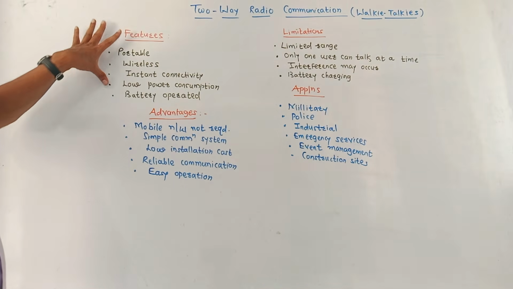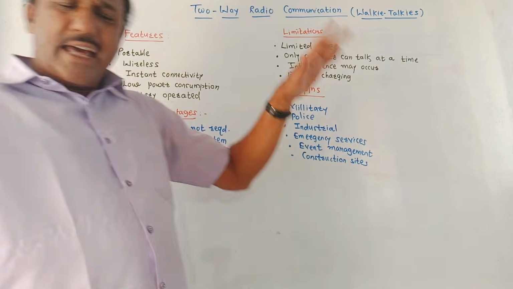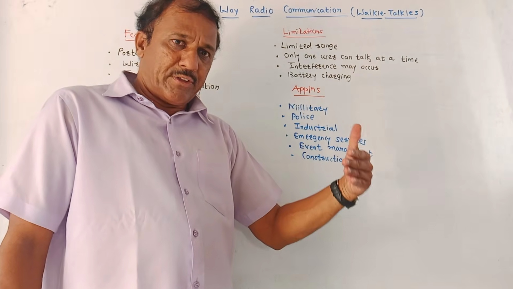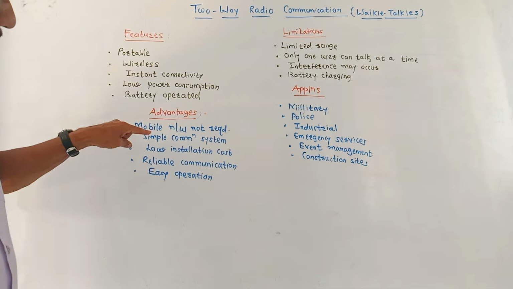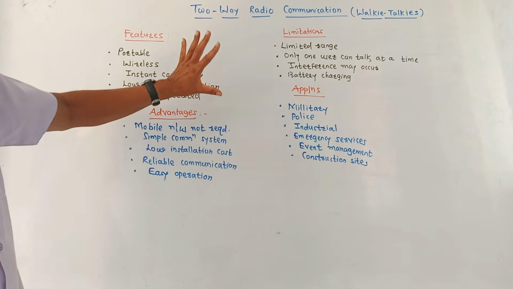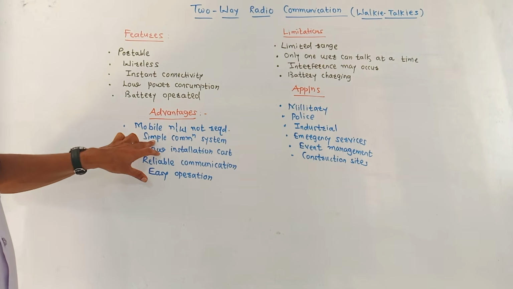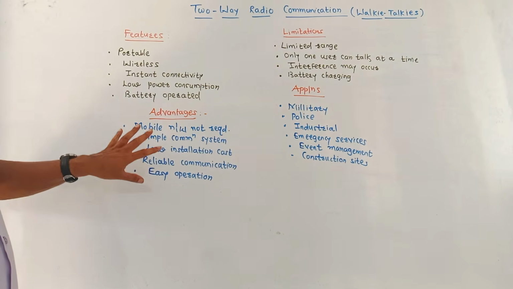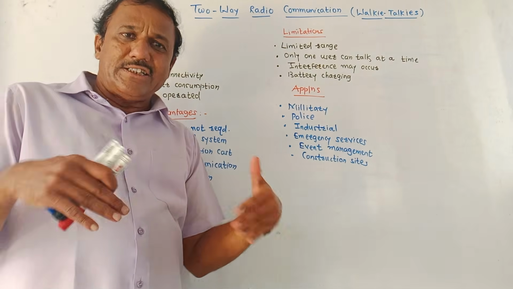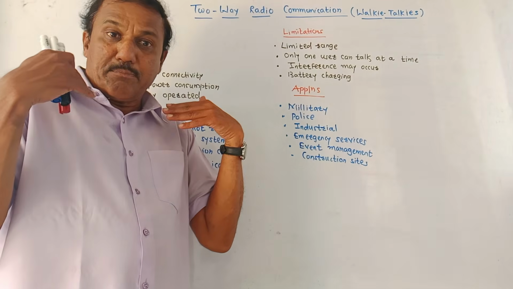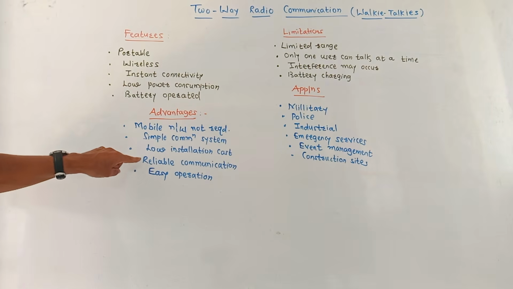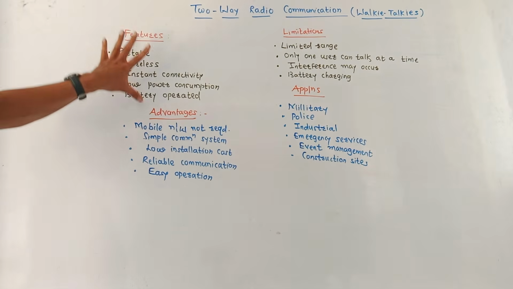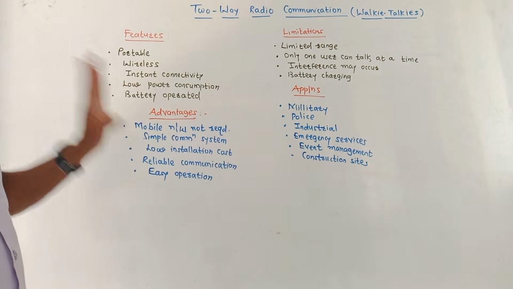These are the features. Now advantages. Like the other communication systems which usually take place through the free space, there is no necessity of any mobile network, so no mobile network is required. Then simple communication system, the installation cost is low compared to the other, for example cellular communication system. There is a very low installation cost. Then the communication is very much reliable and the operation is easy. These are the advantages of this walkie-talkie system.